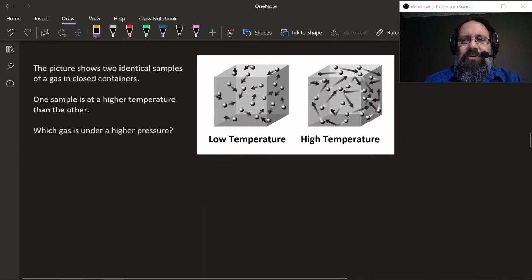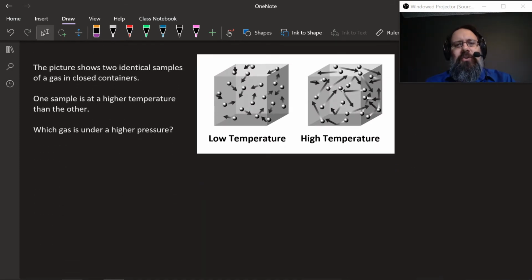Let's answer a few questions about this. So here are two identical samples of gas in a closed container. The only difference is that one is at a higher temperature and the other is at a lower temperature. So the question is, which gas is under a higher pressure?